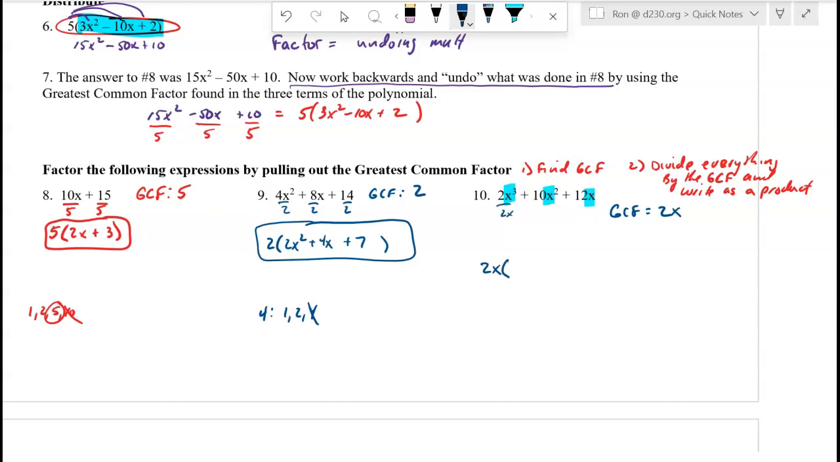Now I pull it out, and I'm going to divide everything by my GCF. So 2 divided by 2 is 1. If I have x to the third divided by x, how many can cancel? If I have 3 x's up top, 1 on bottom, they cancel. What do I have left? x squared. 10 divided by 2 is positive 5. If I have 2 x's on top, 1 on bottom, 1 cancels out, I have 1 left. So plus 5x. Here, 12 divided by 2 is 6. Both x's cancel out, so that's what I'm left with. And this is factoring out the greatest common factor.